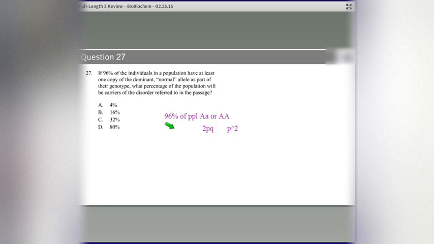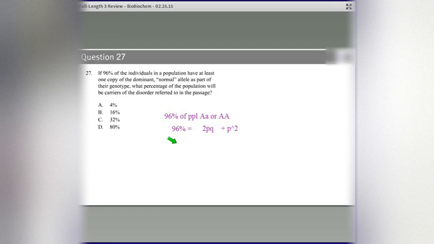Okay. So what? I like this thinking ahead. Yes. Excellent. So we know that 96% of them are going to be p squared plus 2pq plus q squared. So as Molly indicated and as Tom indicated, excellent, that means that we know what q squared is going to be.